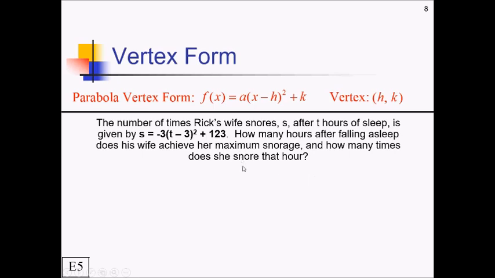All right, so we know that the maximum snoring is going to happen at the vertex of this formula. So let's write out the vertex first. That's going to be 3, because we have t minus 3, so (3, 123). And then the maximum snoring is going to happen at 3 hours, because that's the input value of the vertex. And the amount of snoring that happens is going to be the output at the vertex. That's going to be 123 snores per hour. So there we have it.